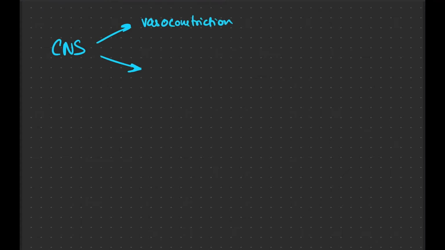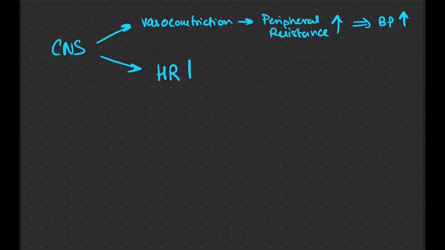cause vasoconstriction, which will lead to rise in peripheral resistance. So rise in peripheral resistance means BP will rise slightly. This is a compensatory mechanism that the body undergoes. CNS will also send impulses to the heart to increase the heart rate, but this is not very useful.